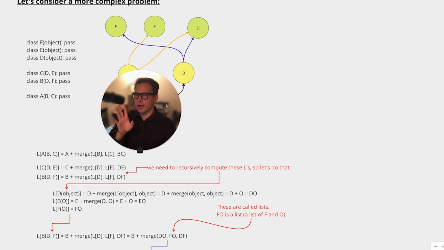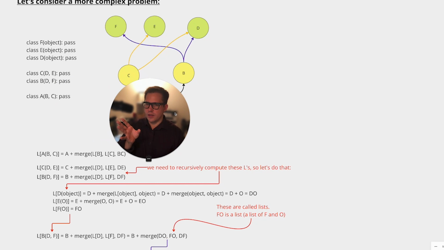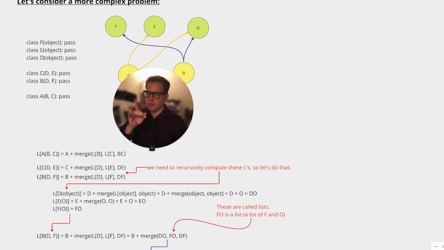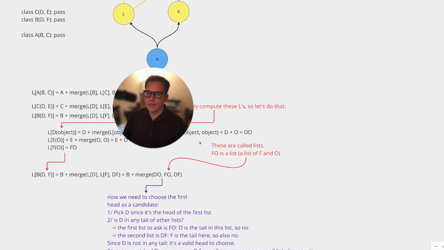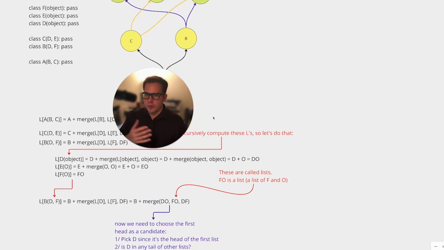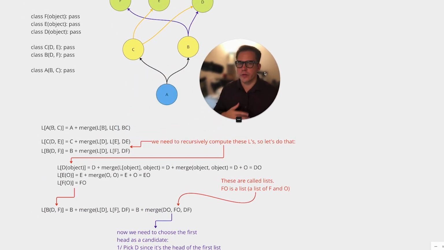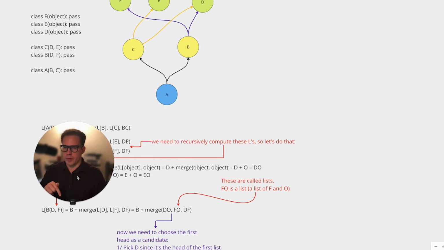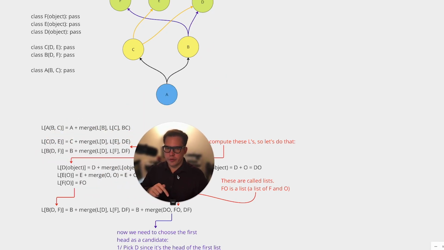So you can see, okay, I know I'm going to get something C, and then D is going to be a valid class, a valid head. So it becomes CDO. As you become better and better and practice more and more, my point is just that you can almost do this in your head. You don't really need to write this down. But anyway, let's do this. So B plus merge DO FO DF.